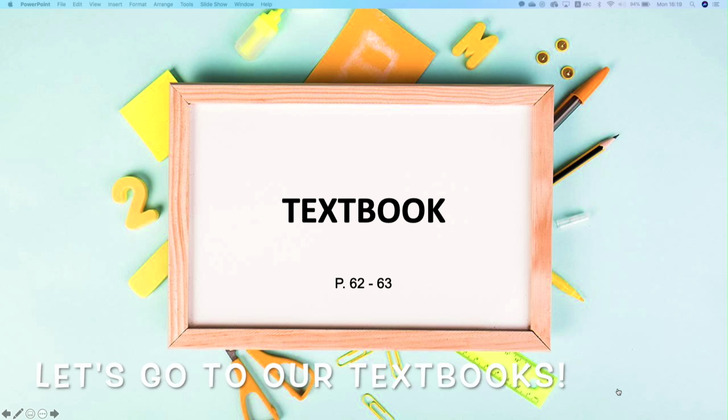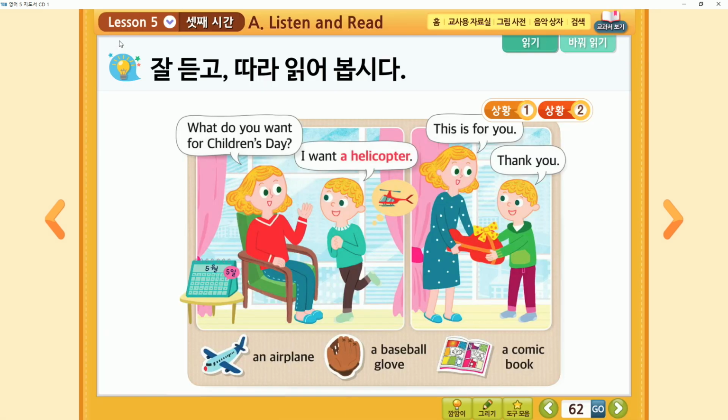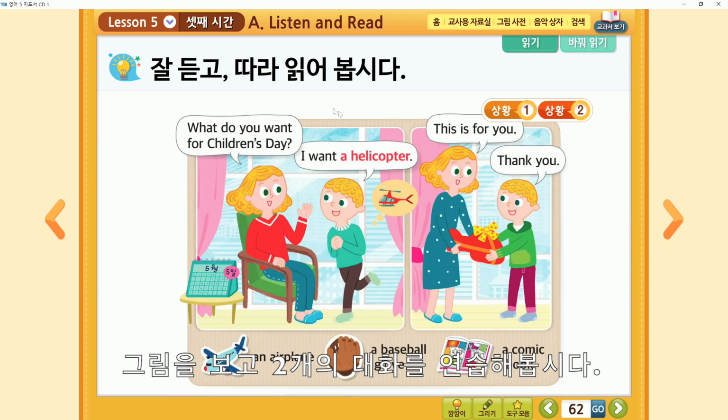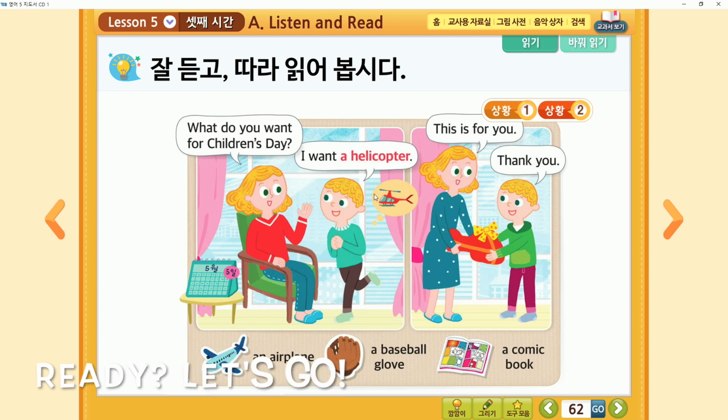Now let's go to our textbooks. Today we are in pages 62 and 63. A. Listen and read. There are two dialogues, so we make this conversation together. First, you play the mother's role and then switch the role. So in the second turn, you play the boy's role. Ready?